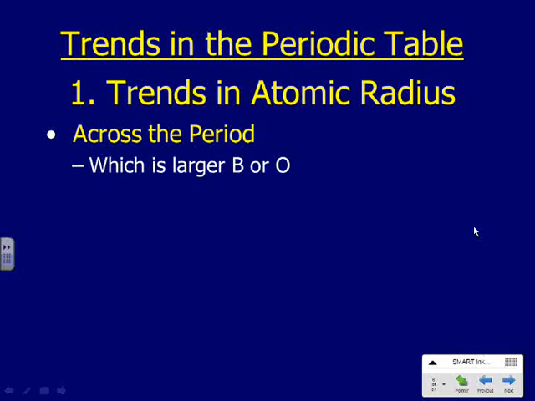The first trend we want to look at is atomic radius. What happens to atoms when we move down the periodic table? And what happens to the size of atoms as we move right across the periodic table? The size of an atom is determined by the outer shell of the electrons. Where's that valence shell? Because if you were to have two atoms bump into each other, they would only be able to get so close as those valence shells bump into each other.